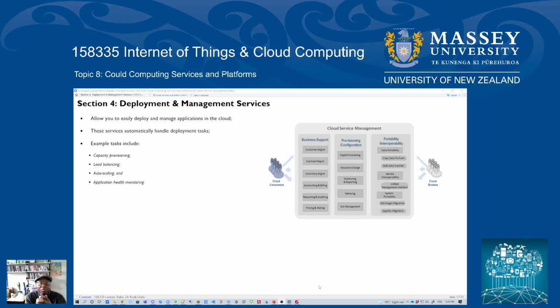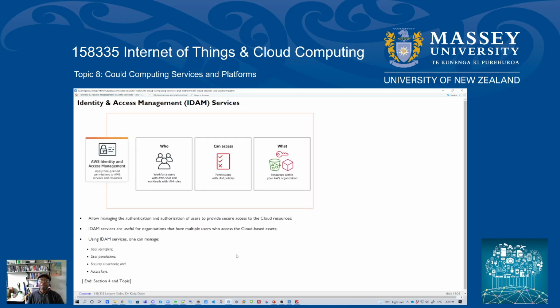When you look at virtual machines, you are also allowed to migrate them. For instance, from Google, you could move your virtual machine to Amazon Cloud. So things like virtual machine image migration, then application service migration as well. So that's a good summary of the cloud management aspect.